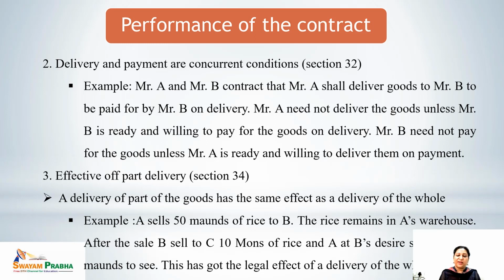Effective part delivery, section 34. If a part of the goods is transferred to the other party, that means the whole good is not being transferred, it is called part delivery. Let's see the example. A sells 50 mounds of rice to B. The rice remains in A's warehouse. After the sale, B sells to C 10 mounds of rice, and A, at B's desire, sends the 10 mounds to C. This has the legal effect of a delivery of the whole.